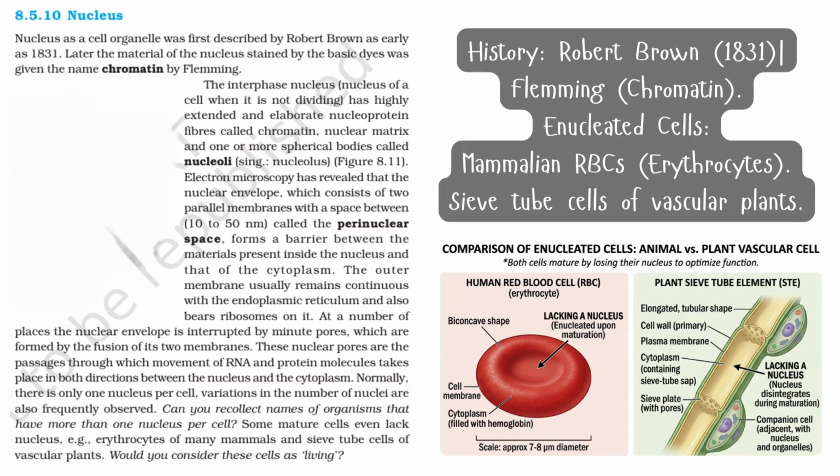Now let's look at the nucleus, first described by Robert Brown in 1831. Its internal chromatin was named by Fleming because it's stained with basic dyes. While we usually think of eukaryotic cells as having a nucleus, NCERT highlights two major exceptions that lack one: mature red blood cells in mammals and the sieve tube cells of vascular plants. Keep these two cell types in mind, as they are common choices in identification questions.